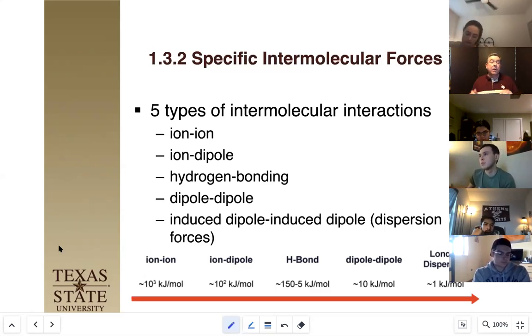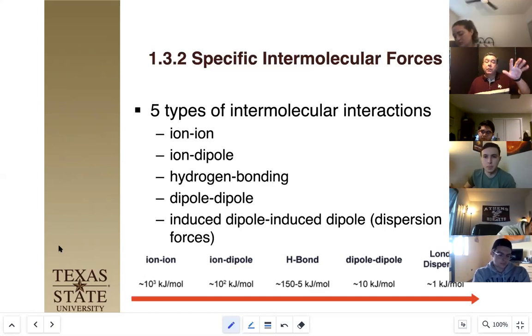In fact, it's the most common intermolecular force when you don't have ions. It's the strongest one we have. And it is two orders of magnitude weaker than that ion dipole. Okay, so I'll explain more about hydrogen bonding in a little bit.